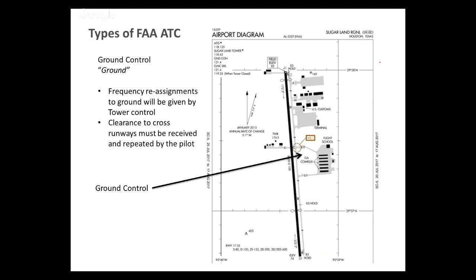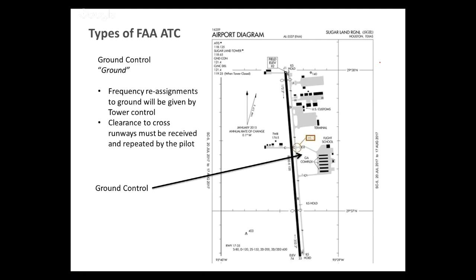However, at a controlled field with an air traffic control tower, there will be a ground control frequency, which typically is just referred to as ground. You will receive a frequency reassignment over to ground once you have landed and exited the active runway. And that frequency will be assigned by the tower.